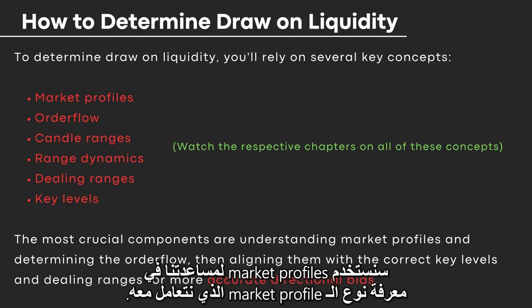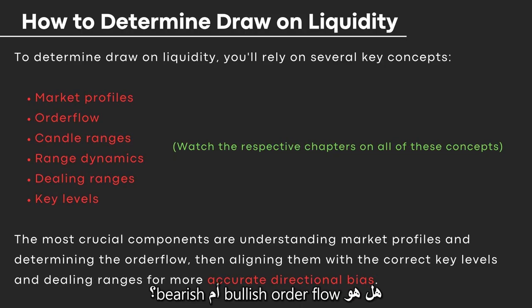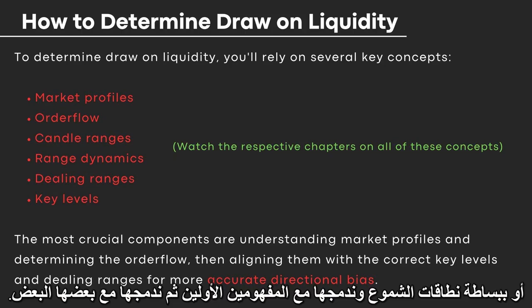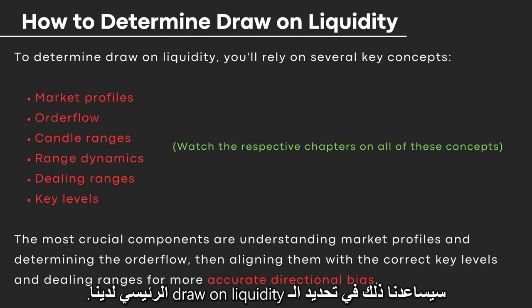We first of all use market profiles to assist us in knowing what sort of market profile we are dealing with, and second, we will use institutional order flow to determine what sort of market structure we are dealing with, right? Is it a bullish order flow or a bearish one? And we'll use candle range theory, CRT, or simply candle ranges, and combine it with the first two concepts and then integrate them with each other, and then it'll assist us in determining our major drawn liquidity.